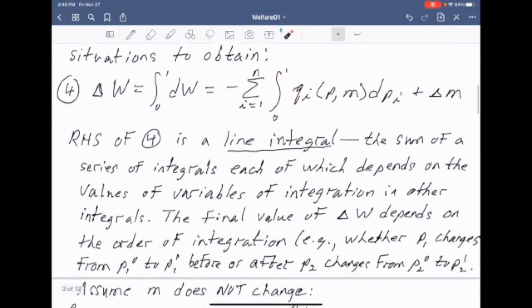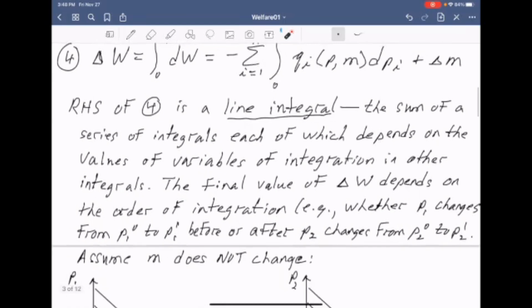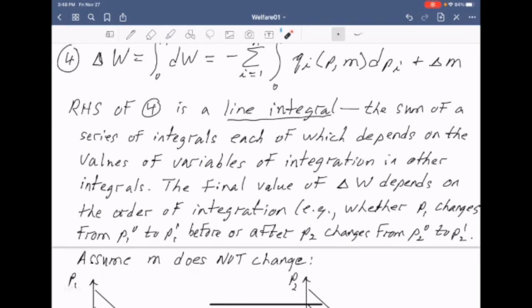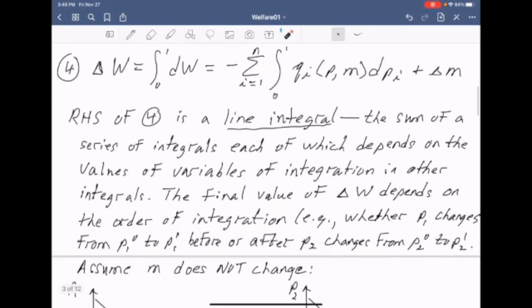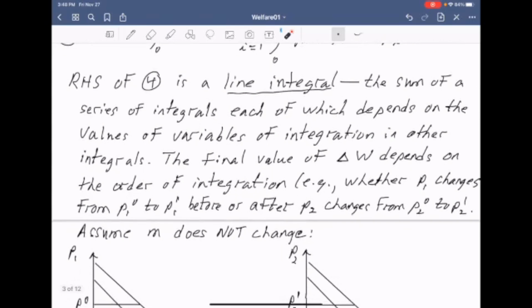Now, the problem is that the final value of the change in welfare depends on the order of integration. In other words, it depends on which changes in prices we look at first. Do we look at good 1 changing, then good 2, then good 3, or do we look at good 3 and then good 1 and then good 2? That order is going to affect the value of the welfare change. So the final value depends on whether P1 changes from P10 to P11 before or after P2 changes from P20 to P21.